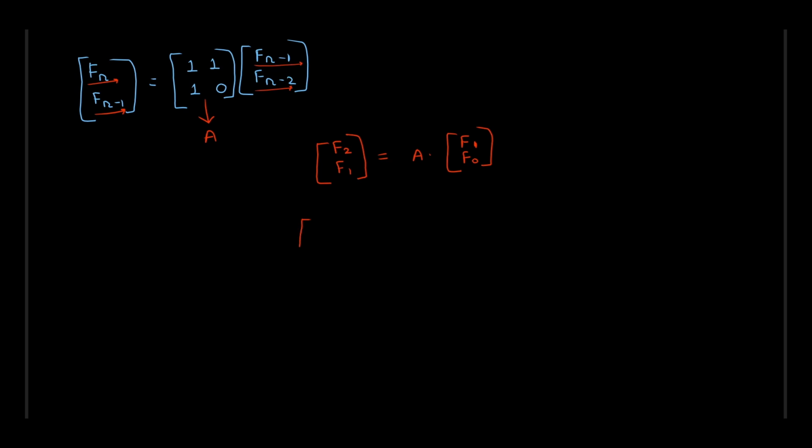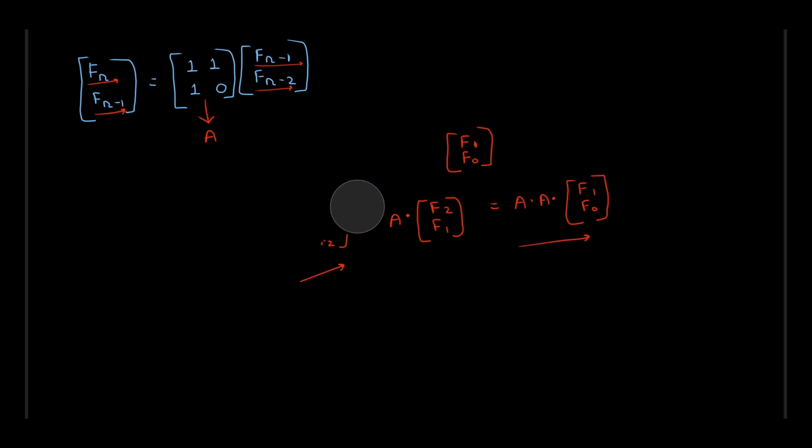Now what if you wanted to find this f of 3 and f of 2? You can see that this is nothing but A times, again if you apply the same formula, f of 2 and f of 1. But what is this f of 2 and f of 1? This is nothing but A into f of 1 and f of 0. This means that all you need to get started is the starting element, and then it is just matrix multiplication.